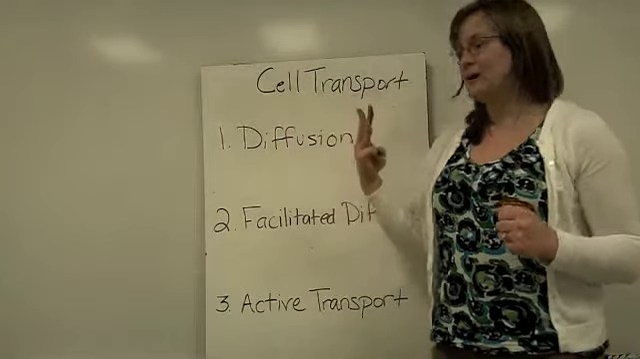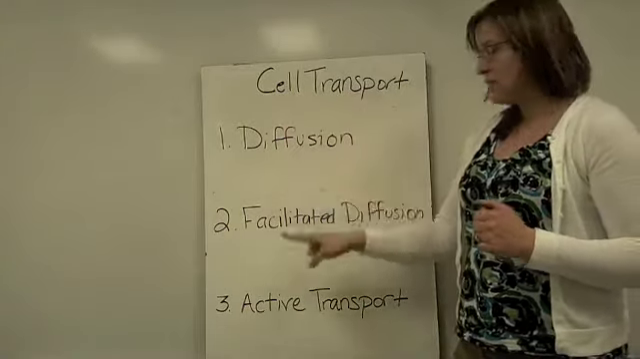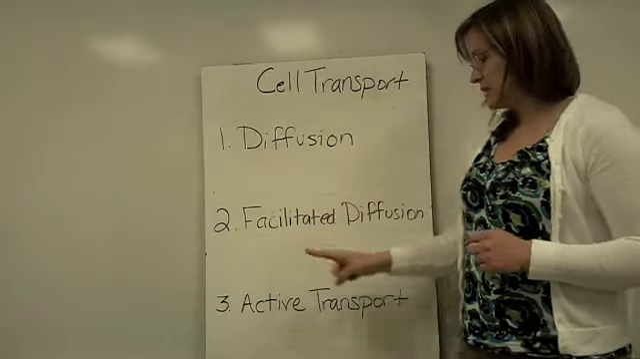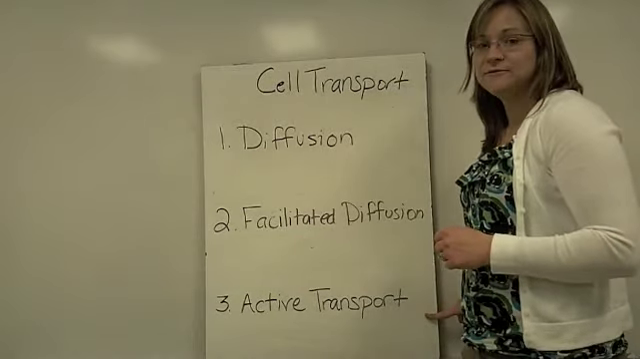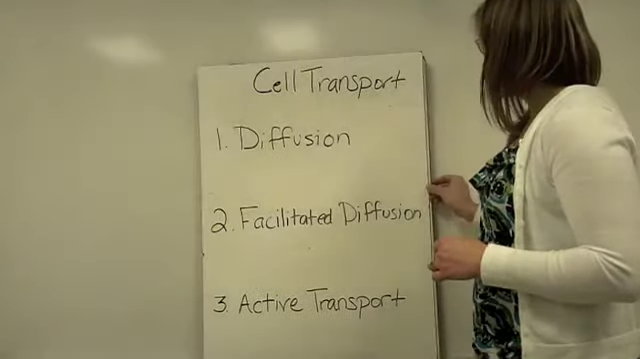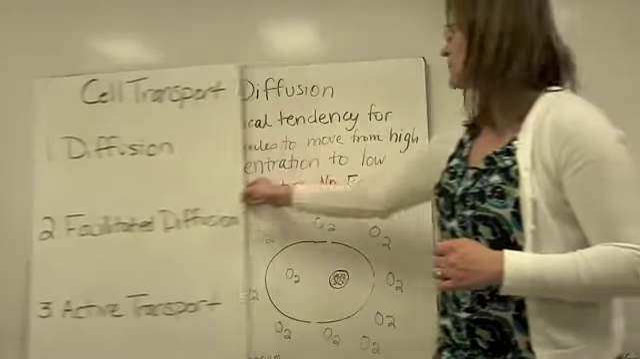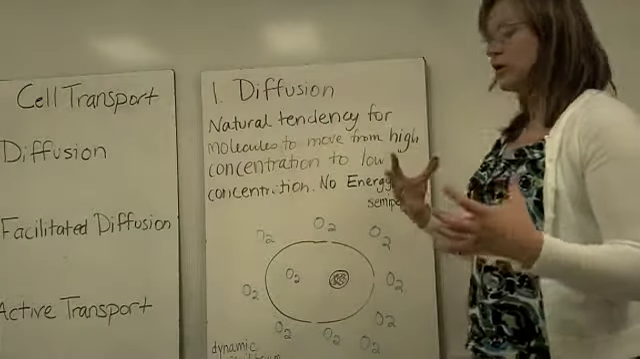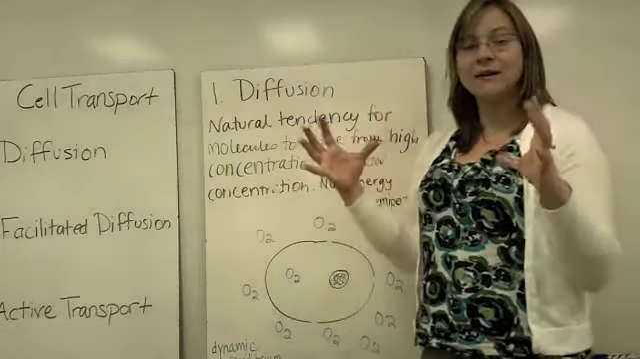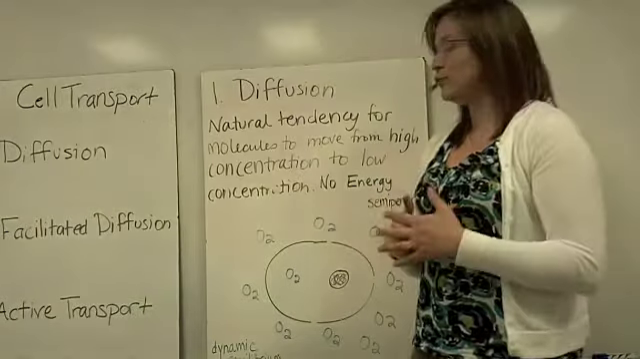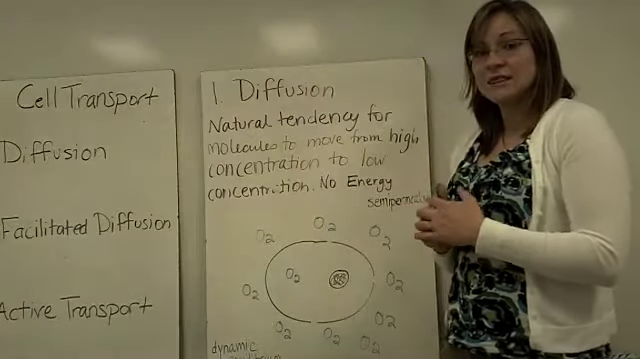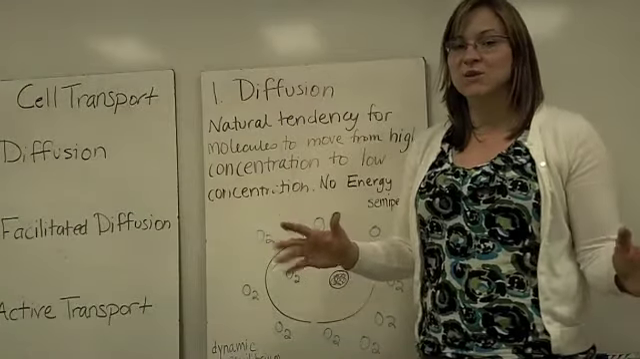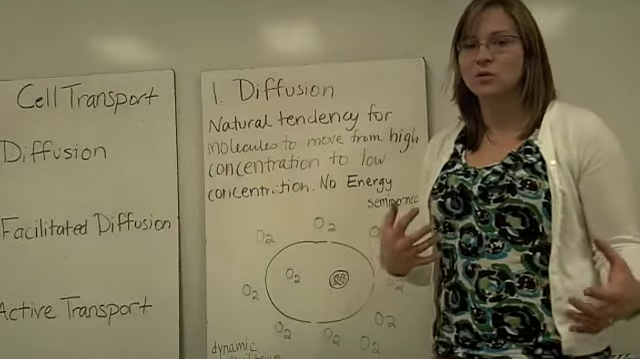There are three different ways. The first way is diffusion, the second way is facilitated diffusion, and the third way is active transport. So let's first go into diffusion. Diffusion is the natural tendency for molecules to move from an area of high concentration to an area of low concentration. And this requires no energy whatsoever. It just kind of follows the natural world.